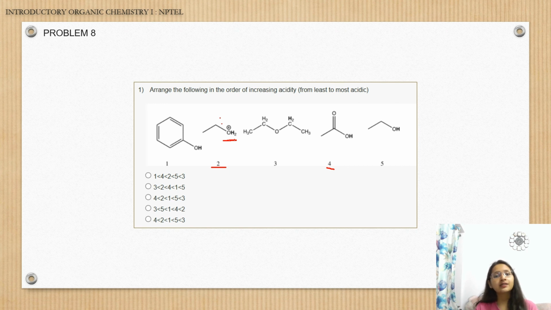That is why H plus is readily removed from this particular species. So here second would be the highest increasing acidity species. So here second is the acidic species, most acidic species. Okay. Now coming to the second most acidic species.